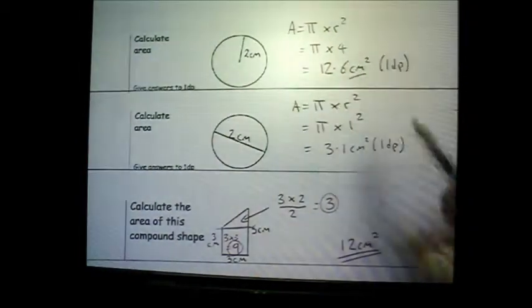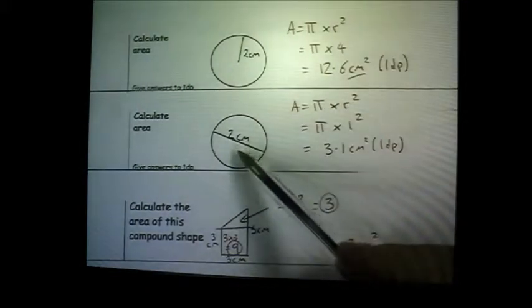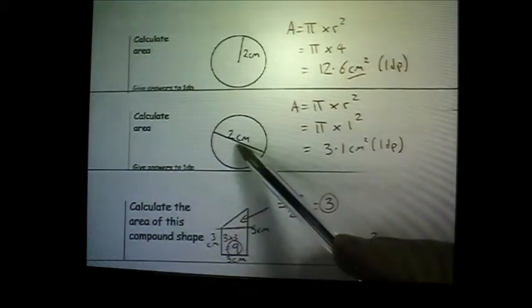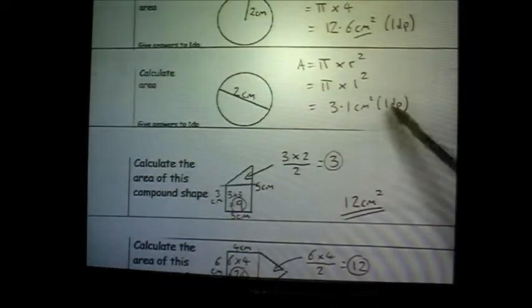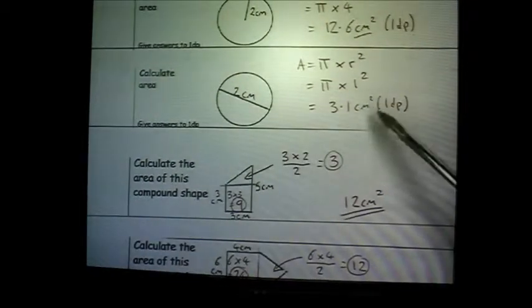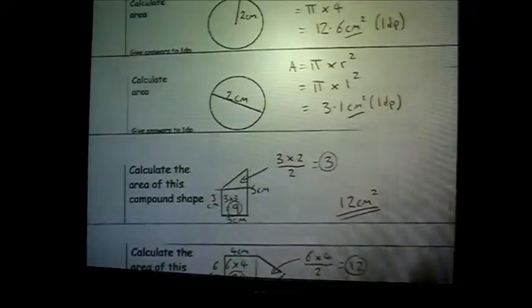Next one's a little bit trickier, pi times radius squared. Well, the radius here is only 1 because the radius is from the middle to the outside, so it's pi times 1 squared. 1 times 1 is 1, so it's 3.1 centimetres squared, and I've put brackets 1 dp because I've rounded it. Next one, calculate the area of this compound shape.